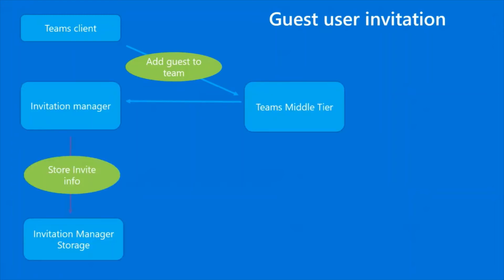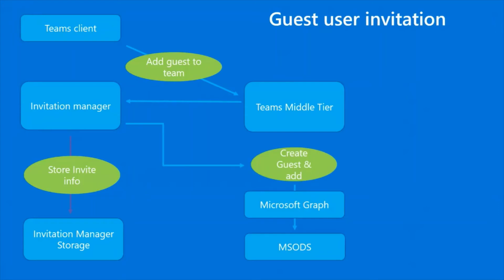Middle tier service is the backbone of Teams and interacts with almost all associated applications. Middle tier service will contact the invitation manager, and the invitation manager will send the UPN of the external user that has been added to the team to the invitation manager storage for storing it. And from there, it will go to the Microsoft Graph service, where it will connect to MSODS, which is basically our Azure Active Directory.